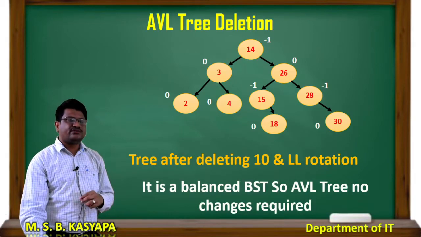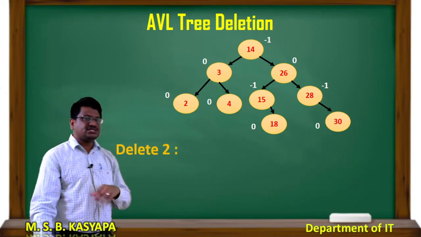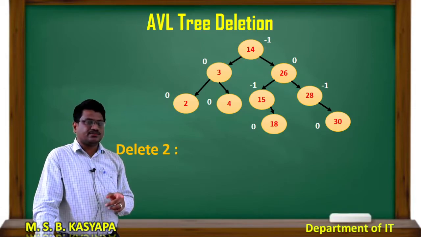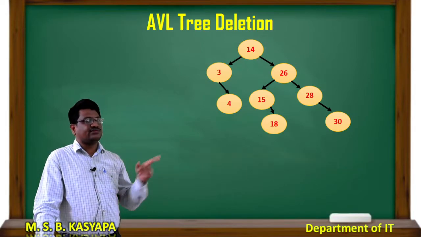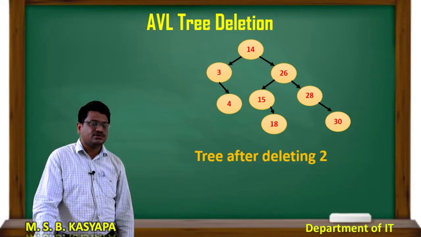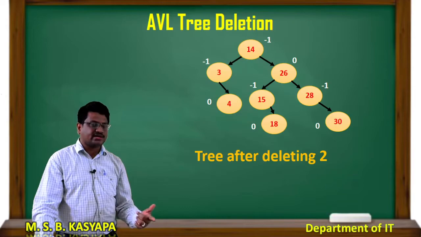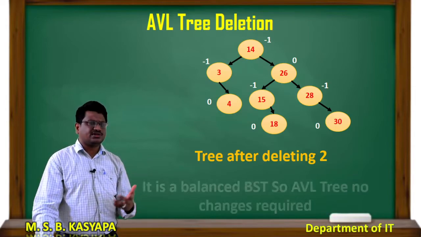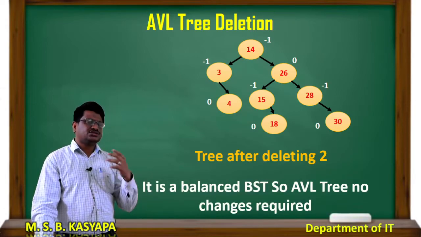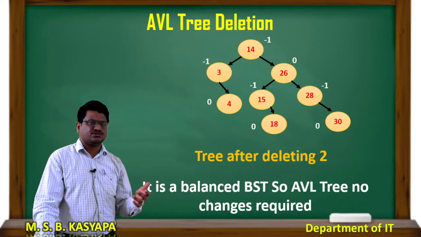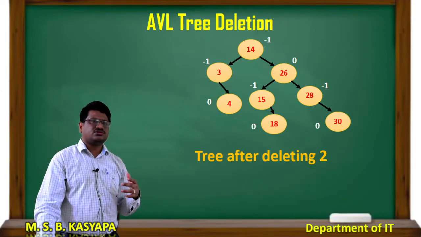So there is no need of any rotations. Now from this, again I want to delete 2. If I delete 2, it is a leaf node, so I can directly delete the value 2. After that, if I calculate the balance factors, there is no need of any rotations. Why? Because all are 0 or 1 or -1.